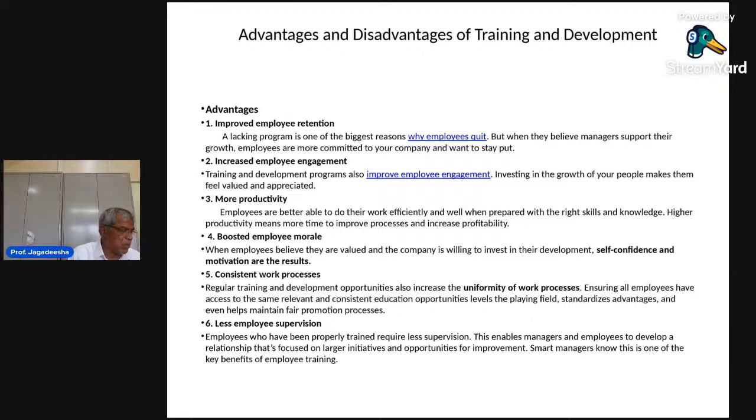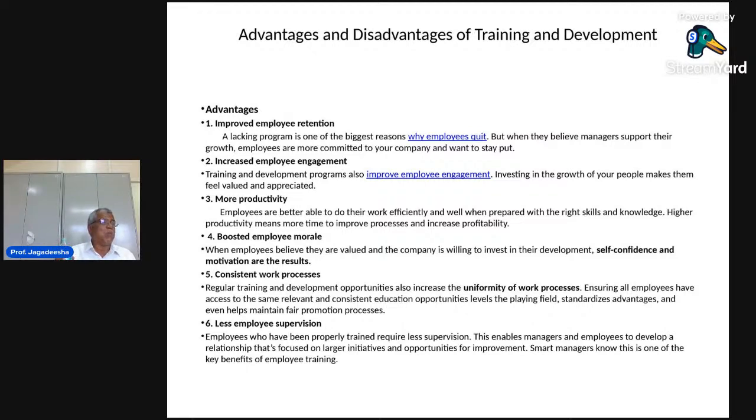This is another important point. Less employee supervision is another important point. People who have undergone training don't expect any kind of supervision by the top managers. Supervision need not be present because the trained employees can perform the work assigned better. So the supervision charges will not be there. Unnecessary supervisors need not be hired.